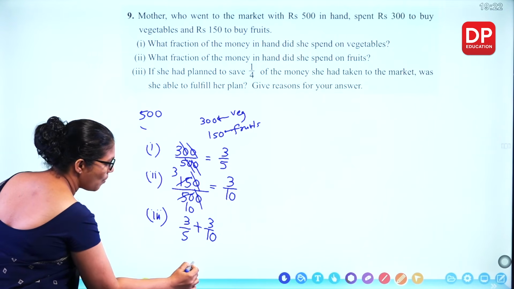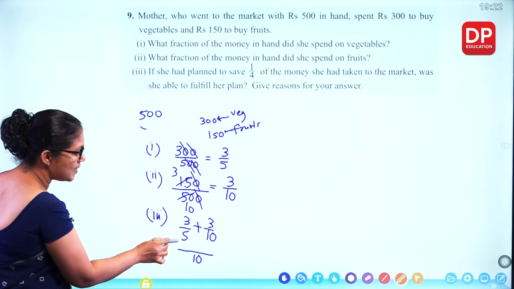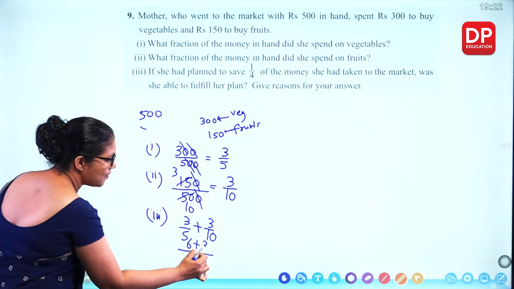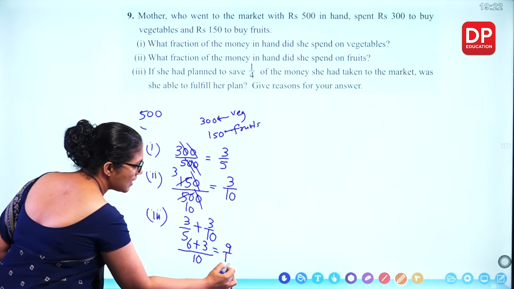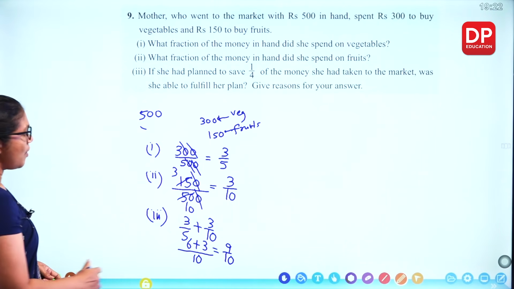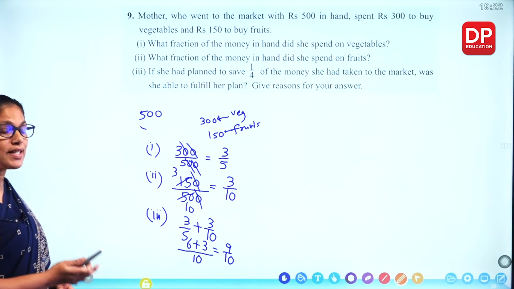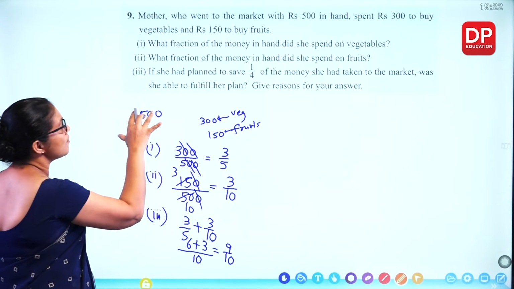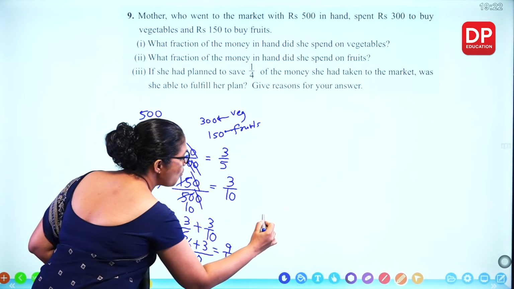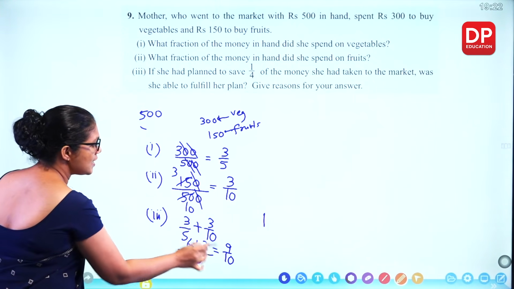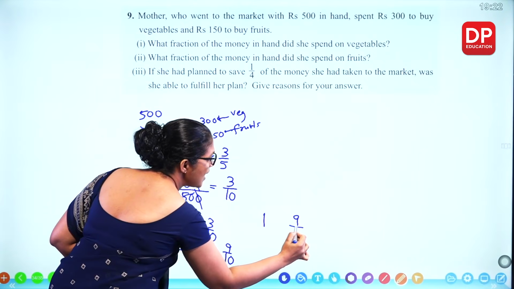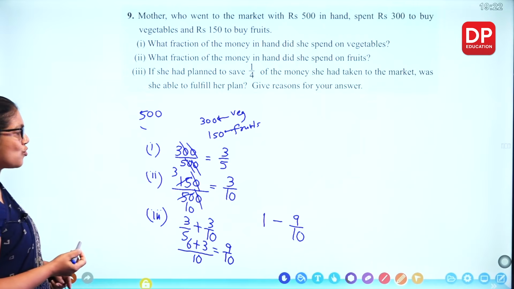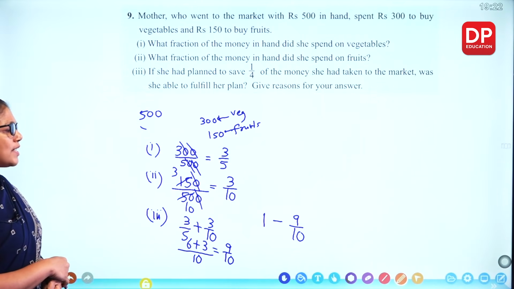Convert to the same denominator. You will see you have to multiply by 2. 2 times 3 is 6 and 3 you get 9/10. So here when you add these two you get 9/10. But when you take the full amount, that's one part. So she spent 9 out of 10. So what is the saving part? You subtract these two. 1 minus 9/10.